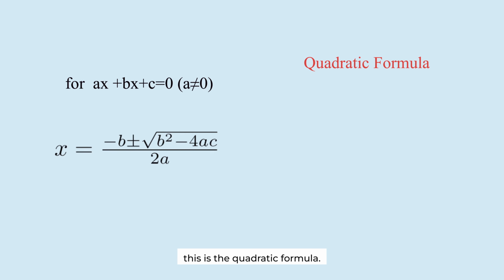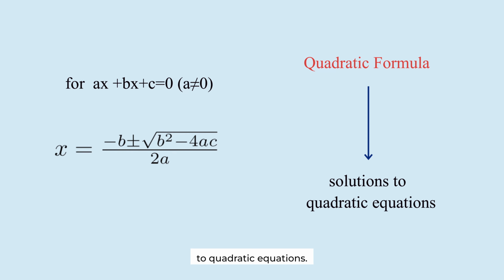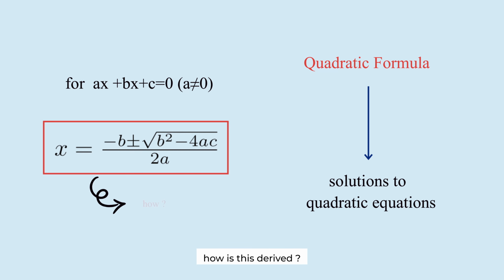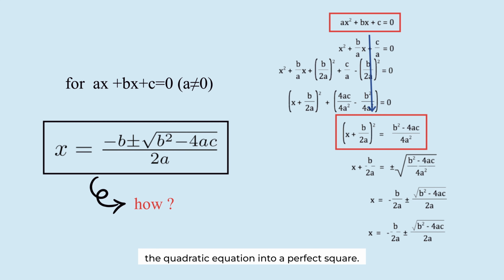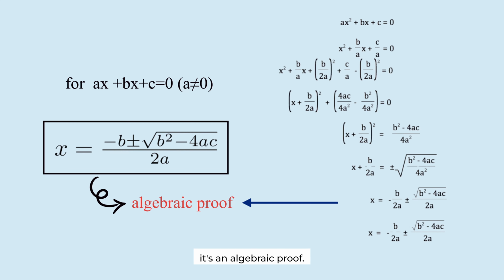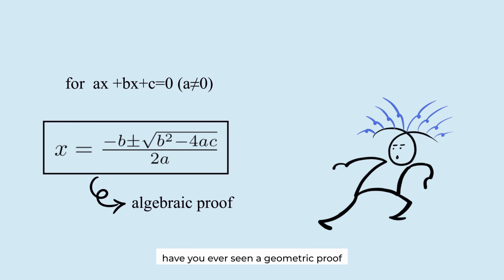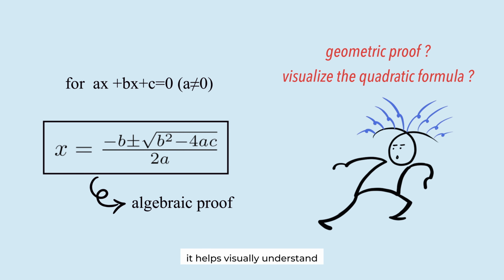This is the quadratic formula. It allows us to find the solutions to quadratic equations. How is this derived? The basic principle is transforming the quadratic equation into a perfect square. It's an algebraic proof. However, have you ever seen a geometric proof for this formula? It helps visually understand the meaning of the quadratic formula.